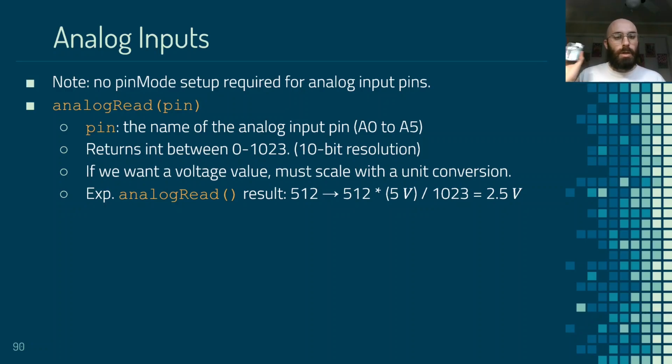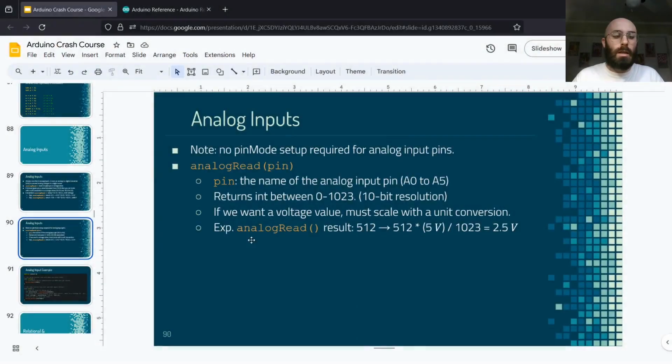analogRead expects one input argument, one value that we're going to supply to it inside of its parentheses, and that is the pin. We just need to tell it something between A0 and A5. And what it's going to do is return to us an integer value that's between 0 and 1023. And then if we want to scale that to a voltage value, we can do that.